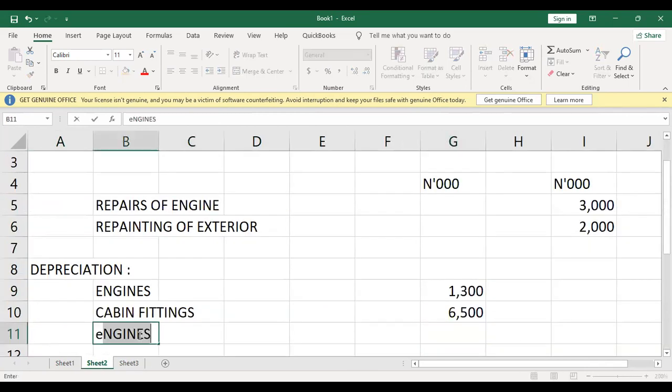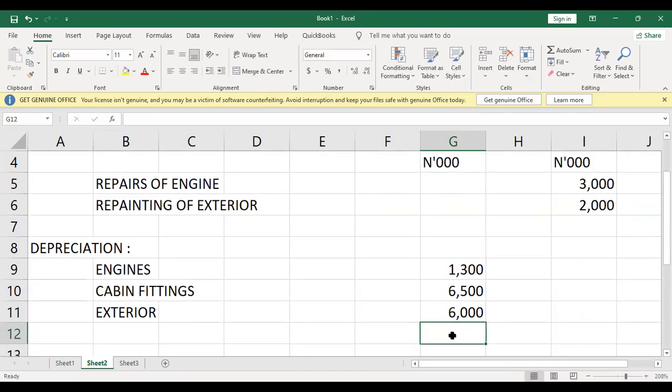So we come here, exterior, we have 6,000. So I think our cost is complete. How much is total depreciation? Let's add these three figures together.